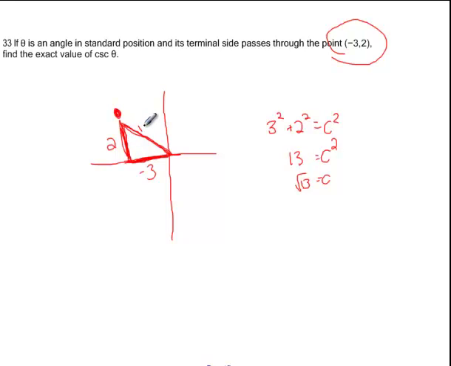Well, see, I did all that without even reading the problem. Well, what do they want me to do? They want me to find the cosecant of theta. Well, theta is always right there. Cosecant is sine flipped. Sine is opposite over hypotenuse, so cosecant is hypotenuse over opposite. My hypotenuse is radical 13, and my opposite is 2.